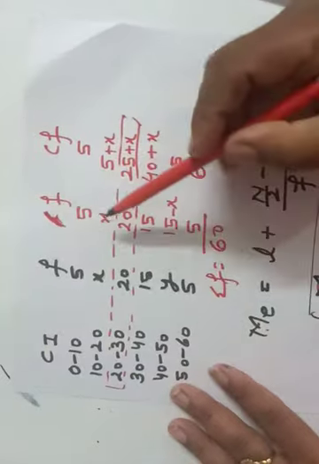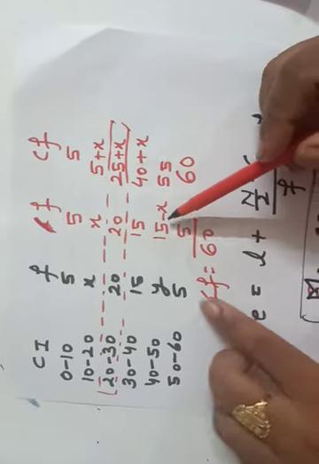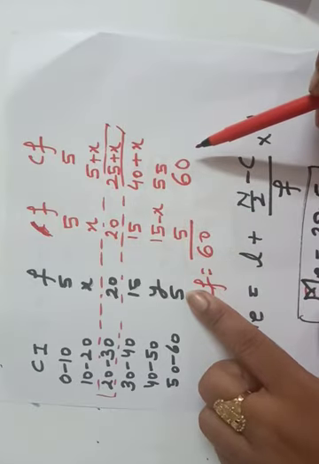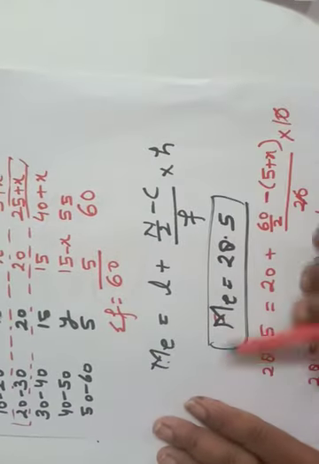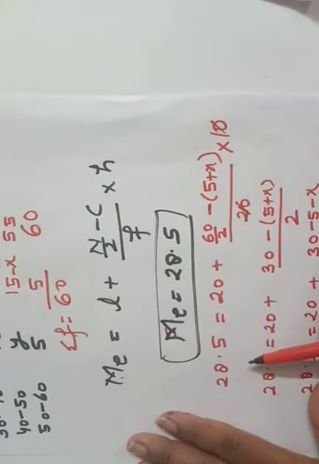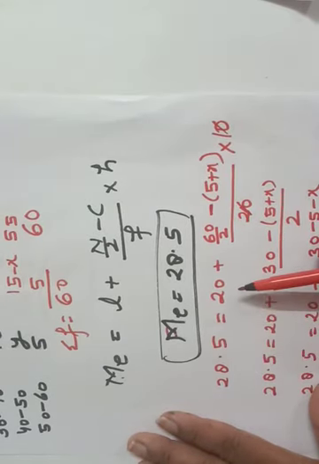Now we need to make the table properly. So we have written the frequencies again, and instead of y we have written 15 minus x. We have found the cumulative frequency column. Now we will put all the values that are required in the formula. Median value is already given. This is the lower limit of the median class.